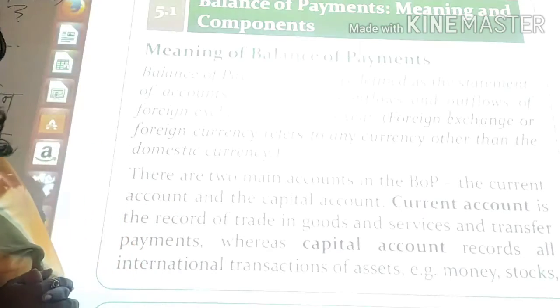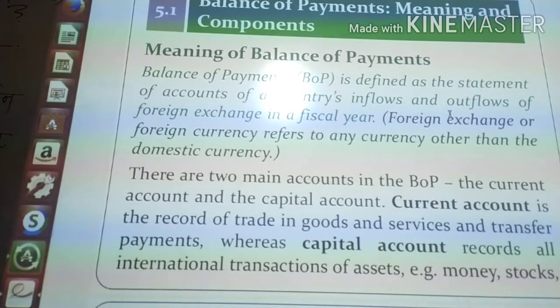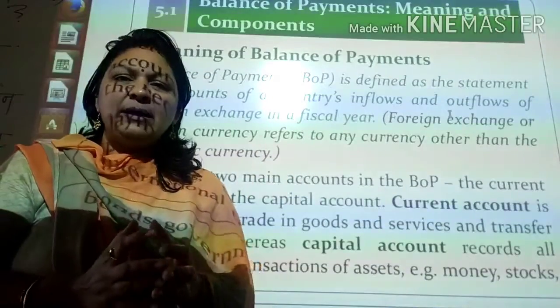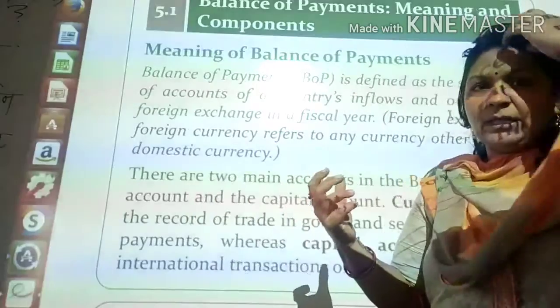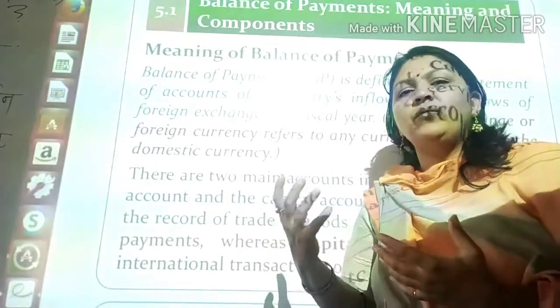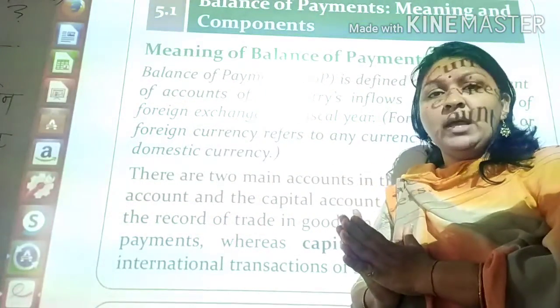So when we are talking about the balance of payment, it is just a statement of the inflow or outflow. मतलब actual में कितना आया और कितना गया. कितना inflow और कितना outflow है, उन दोनों को जब हम compare करते हैं तो it should be in the balance form, है ना.